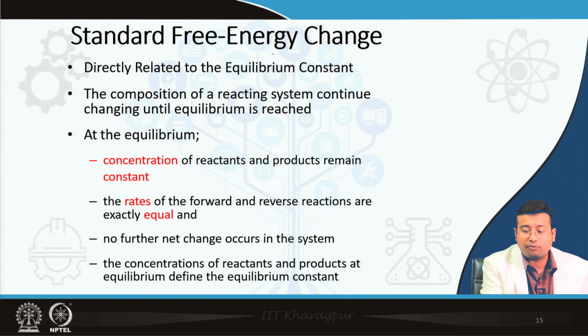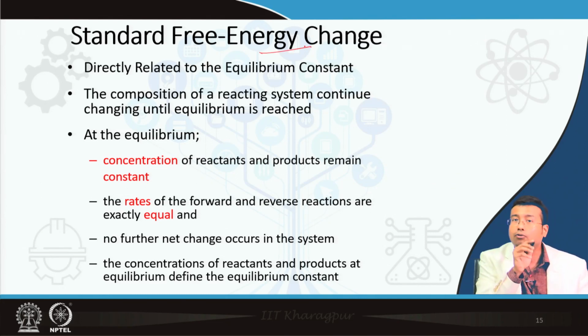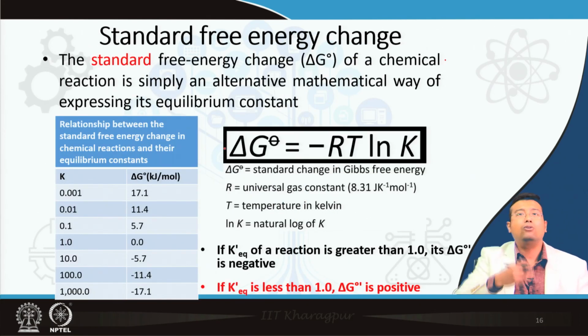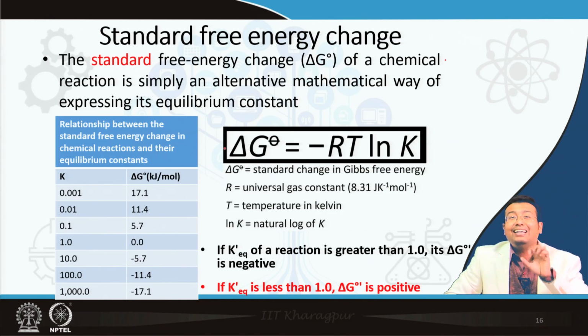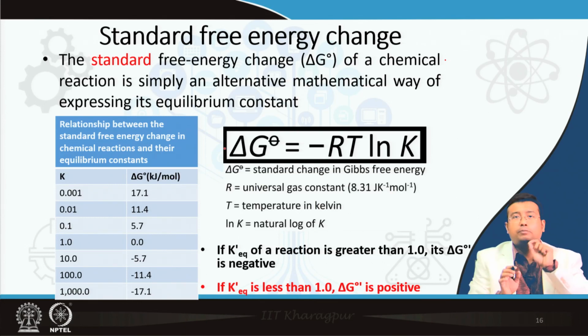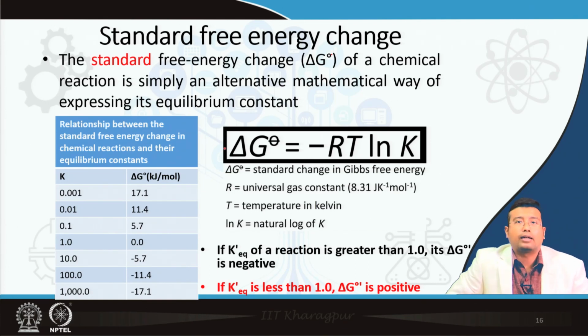So, what is this standard free energy change? Free energy is always denoted by capital G, and change in free energy is delta G. So, we have defined K, we have defined delta G. Let us see how these two are related. Mind it, whenever we say standard free energy, it has a specific symbol, a 0 sign, so delta G naught. It is an alternative mathematical way of expressing the equilibrium constant.